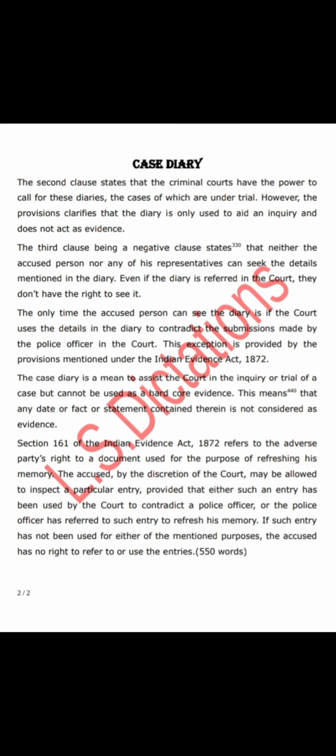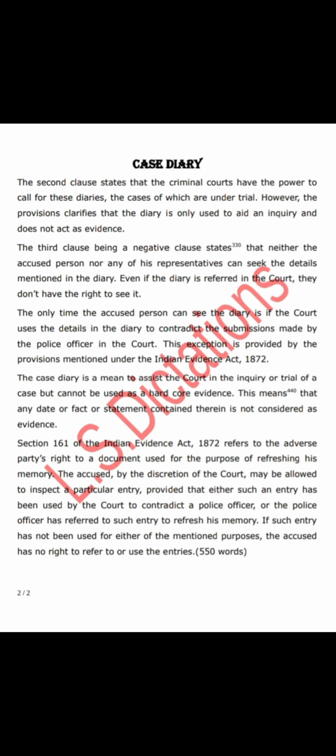The case diary is a means to assist the court in the inquiry or trial of a case, but cannot be used as hardcore evidence. This means that any data or fact or statement contained therein is not considered as evidence.